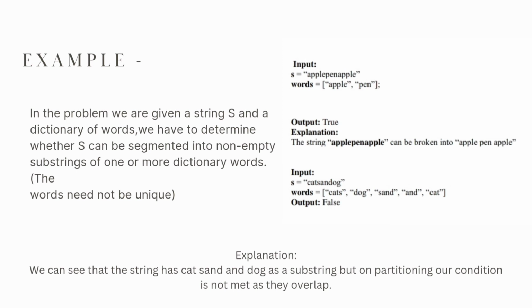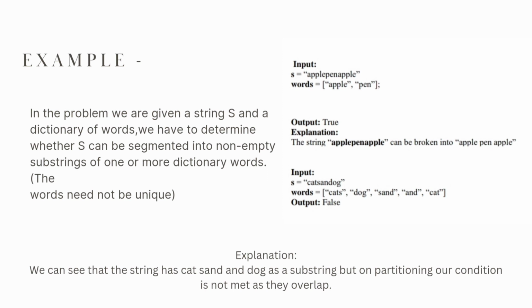One example we can see: if the input string is applepenapple, and the dictionary words contain two words, apple and pen, the output would be true, because when we break applepenapple, we get the words apple and pen.